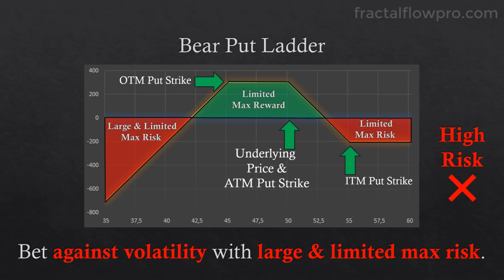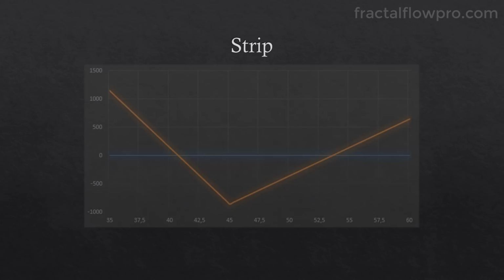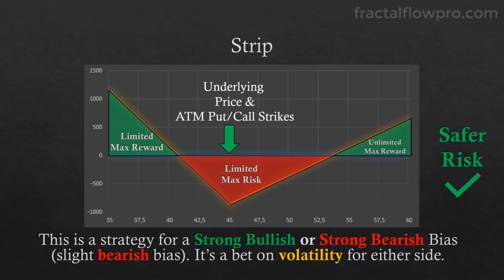Next in line, we have a strategy called strip, which consists in buying 2x number of at-the-money put option contracts and buying X number of at-the-money call option contracts. In terms of payoff, the strip is very similar to a long straddle, but the difference is that the strip is slightly asymmetrical. In other words, the strategy profits in both sides, but the profit if price falls accelerates faster than the profit if price rises.